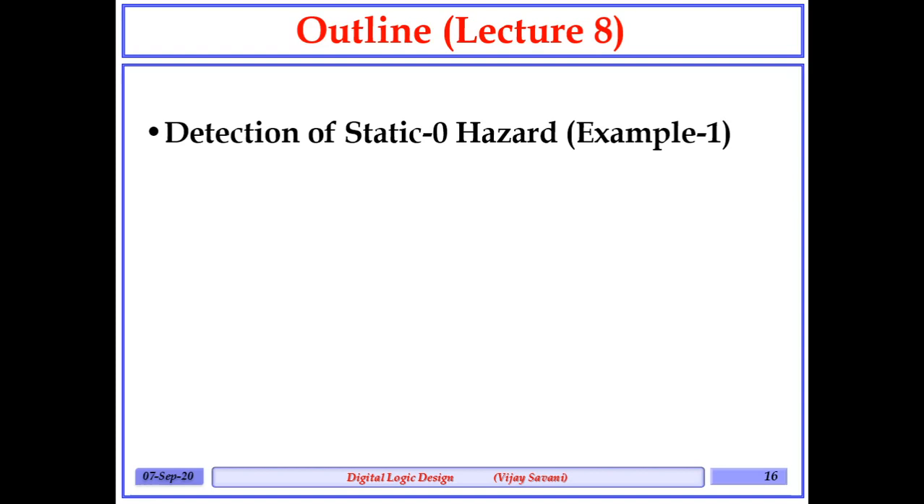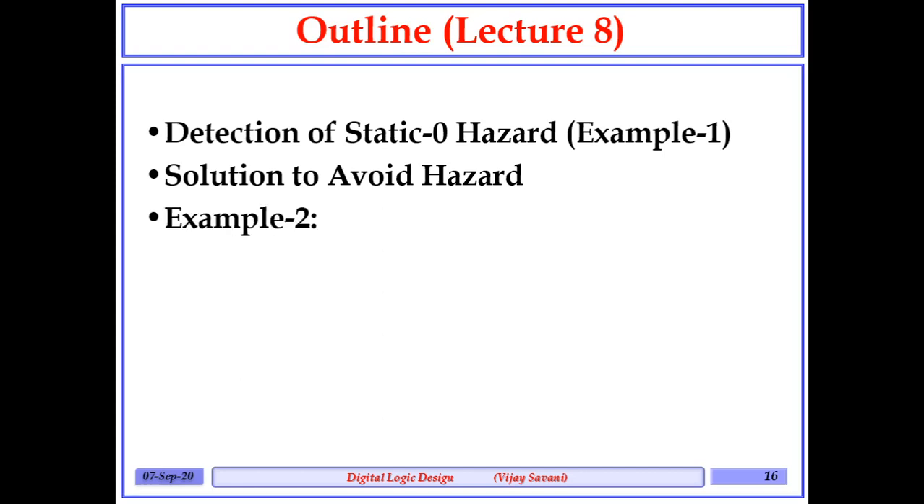We will continue this with the detection of static 0 hazard in the same example. We will see how we can figure out the static 0 hazard by using an SOP representation and a POS representation also. Then we will discuss how to avoid those hazards, what changes we require in the circuitry to avoid the hazard. Once we complete this detection and the remedy for avoiding the hazards, I assume that you will have learned the static hazard, its detection and solutions.